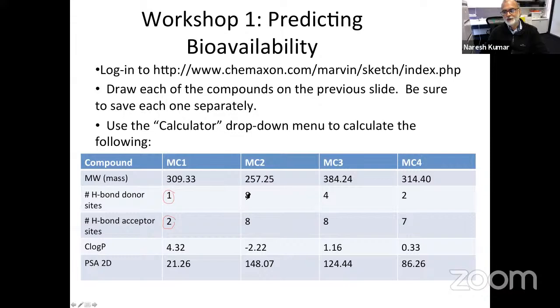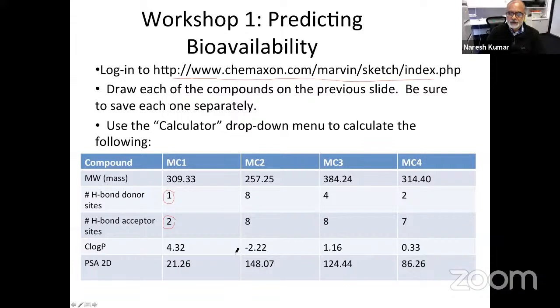And you can look at the other structures yourself in your own time and try to work out how many hydrogen bond donor sites and hydrogen bond acceptor sites there are. And also you can calculate these log P values. If you have access to ChemDraw, you can use ChemDraw to calculate the log P values, or you can go to this web page here and try to calculate the log P values.